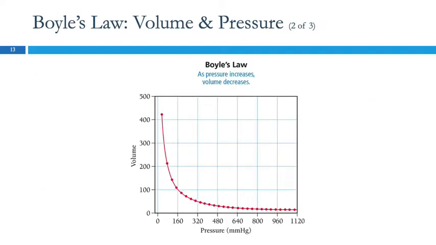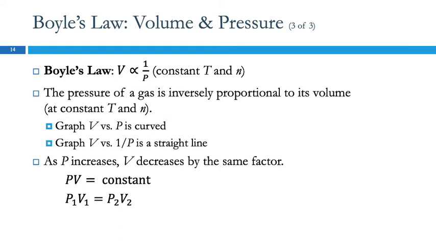This is what data from that experiment might have looked like. So here, and this is millimeters of mercury, at a very low pressure we have a high volume, and as we increase the pressure, the volume decreases. Well, that's a curve, and scientists prefer straight lines. So I'll show you that in just a minute. But this is how we can state Boyle's law. The volume is proportional to 1 over the pressure.